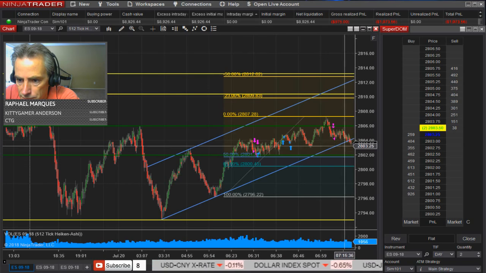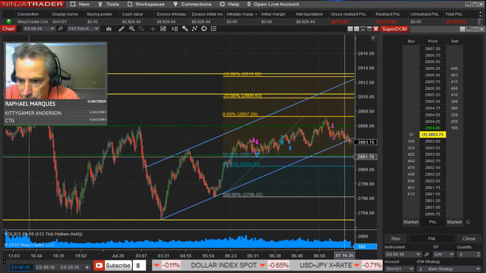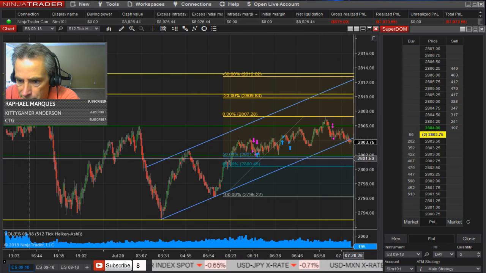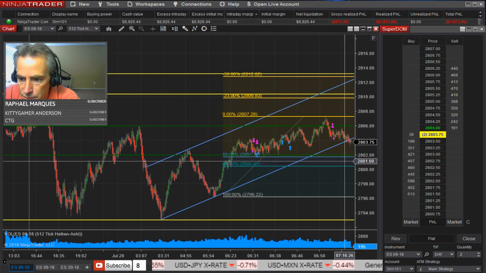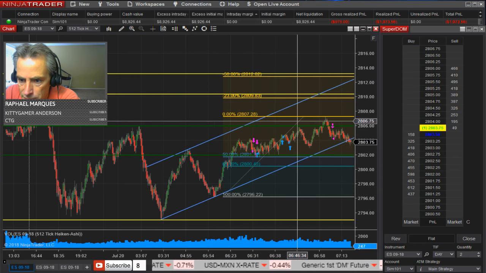Okay, so it looks like it's dropping through the channel here. We can expect it to come down to this entry area here for long.